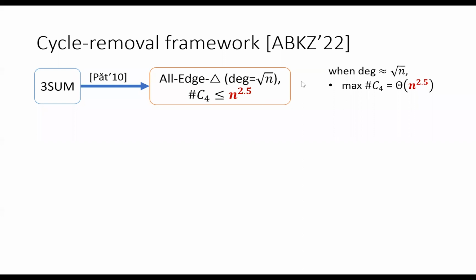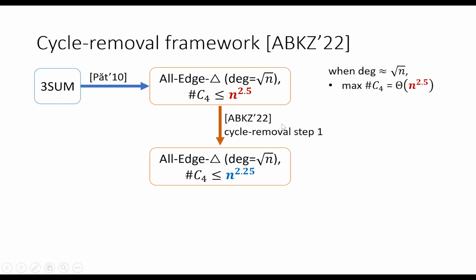So let's look at the parameters achieved by the cycle removal framework from the previous paper. Starting from an all-edge triangle instance with maximum degree root n, initially there could be as many as n to the 2.5 many C4s. This is the maximum possible number of four-cycles in a root n degree graph. And after the cycle removal framework, the cycle count is reduced to n to the 2.25.